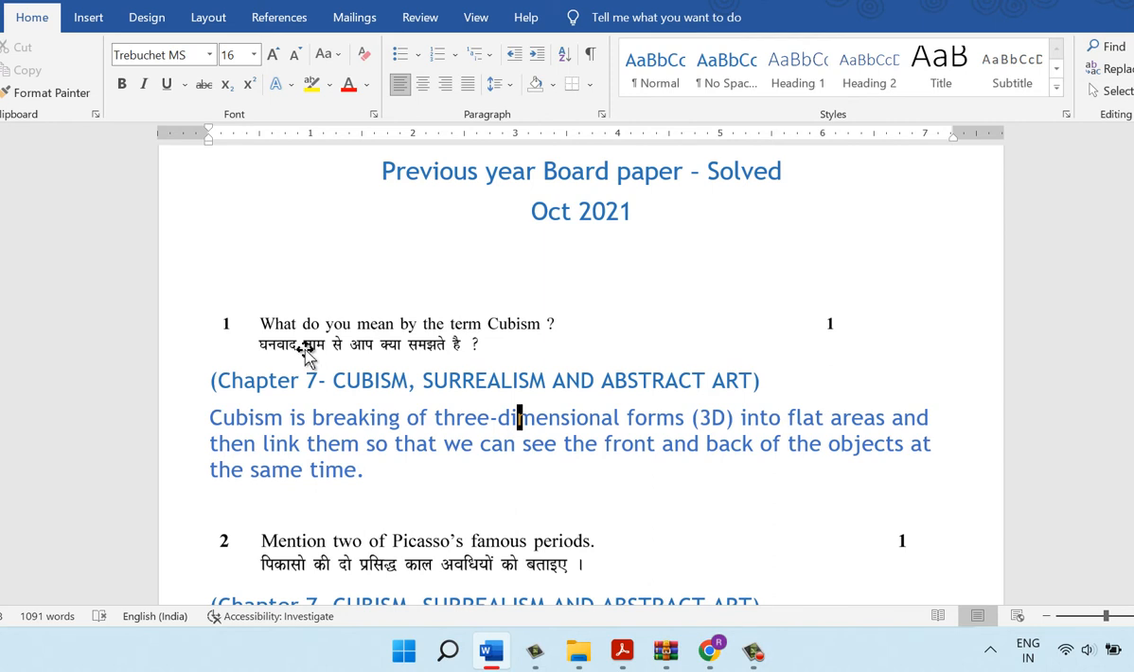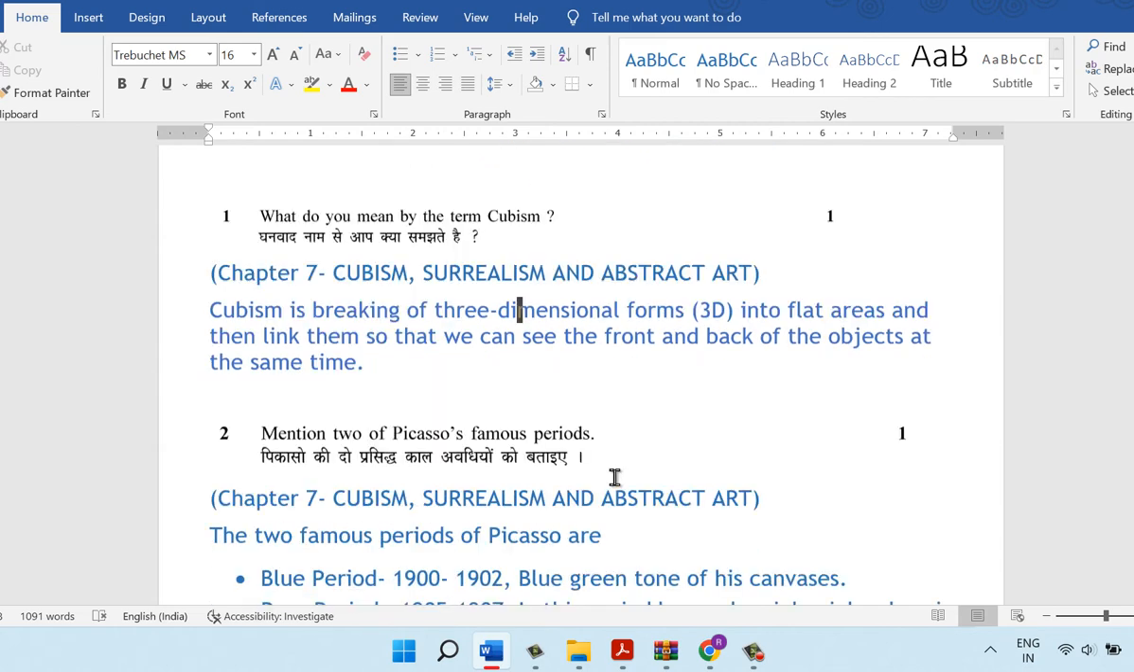Getting to the question paper, the first question, what do you mean by the term Cubism? This is from chapter 7, that is Cubism, Surrealism and Abstract Art. Cubism is breaking of 3-dimensional forms into flat areas and then linking them up so that we can see the front and the back of the objects at the same time.